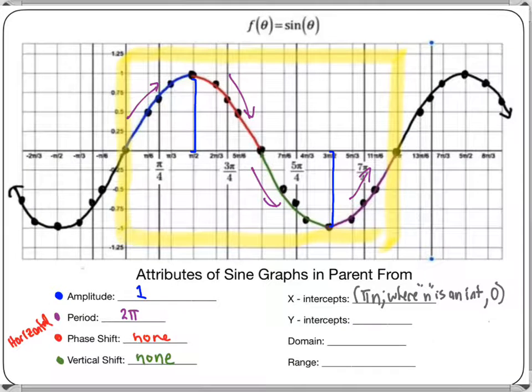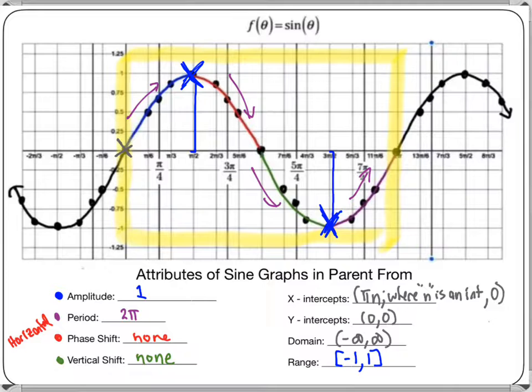The y-intercept is just going to be right where you think it is: 0, 0. The domain, unless otherwise stated, like in a word problem or anything like that, in this parent form is just going to be negative infinity to positive infinity. And the range is going to be from negative 1. It looks like this is the lowest point and this is the highest point up here, and it includes those points, so that's going to be -1 to +1.